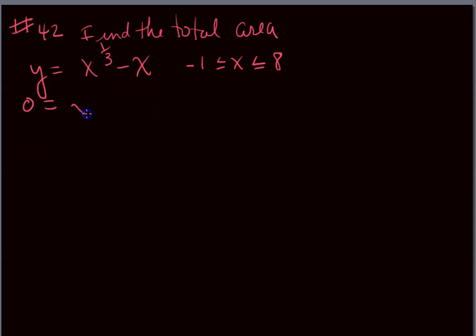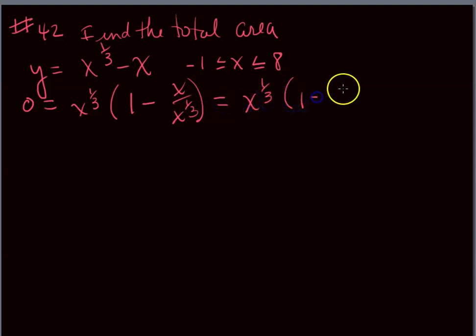If we factor out an x to the 1/3, factor out the smallest x, right? When you divide by x to the 1/3, then x to the 1/3 over x to the 1/3 is 1, minus x over x to the 1/3. But when you get that, it is 1 minus x to the 2/3, right? So, when does this equal 0? When x to the 1/3 is equal to 0, or x equals 0. 1/3 power is the cube root.